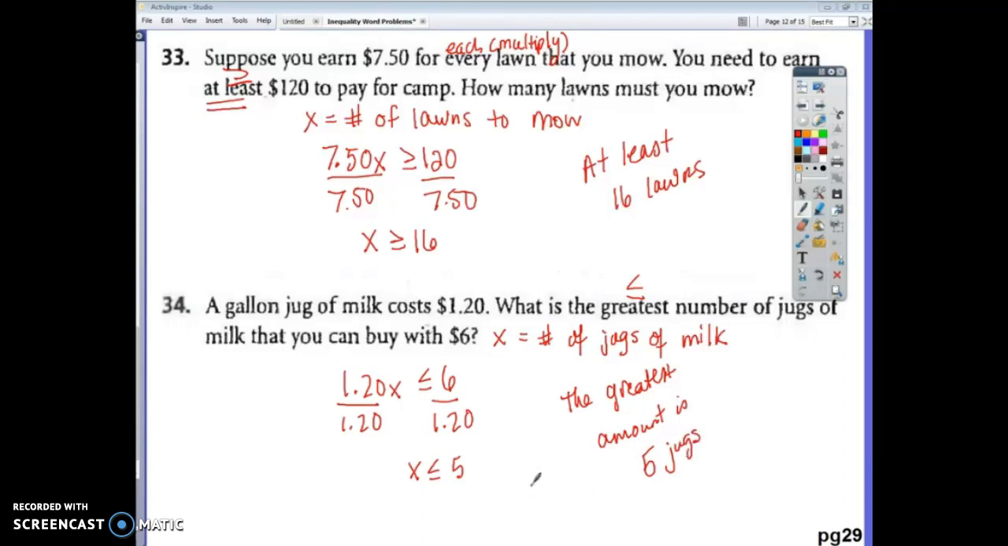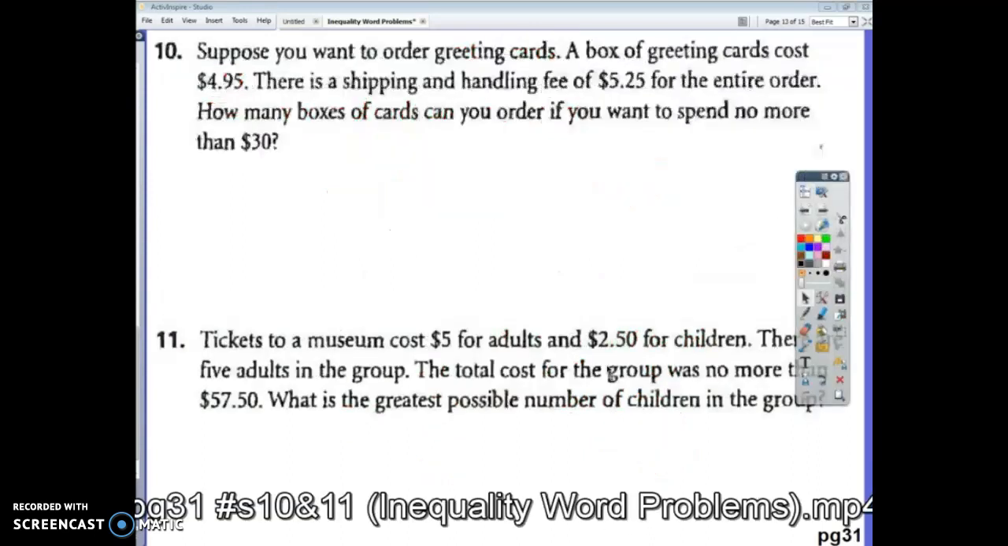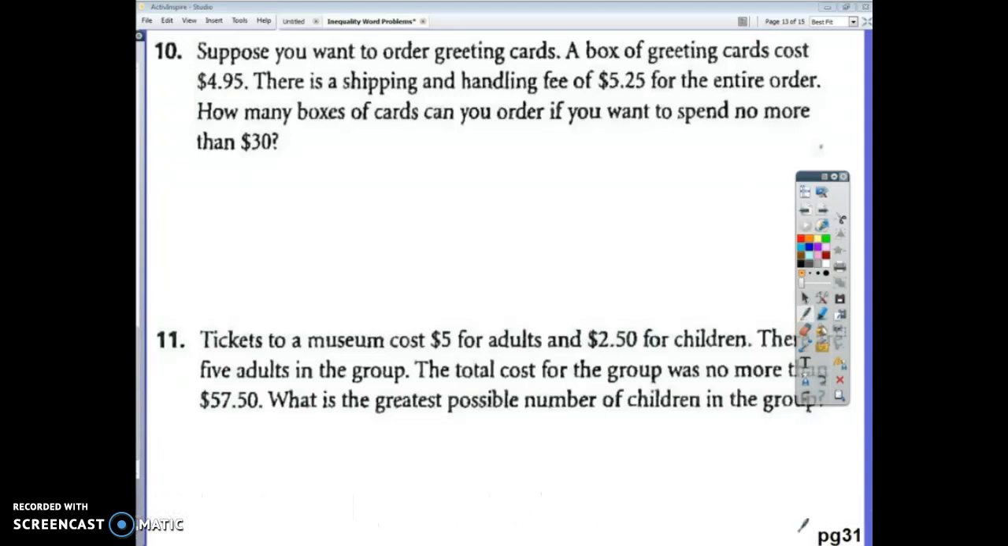Okay, all right, that's that. Okay, suppose you want to order greeting cards. Oh, we're on page 31, everybody, right here in the corner.